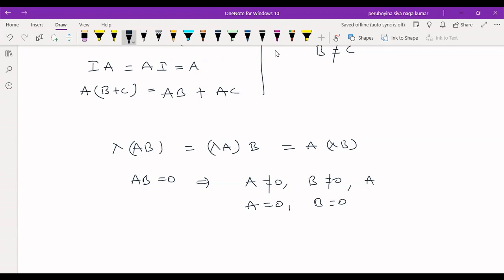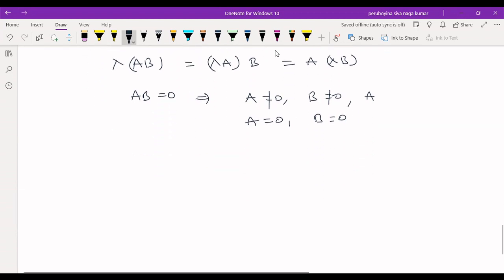And integral powers of matrices. For example, A square is equal to A into A. And (A power m) whole power n is equal to A power mn, you can write. And always if I is the identity matrix, I power m is equal to I. Matrix polynomial.